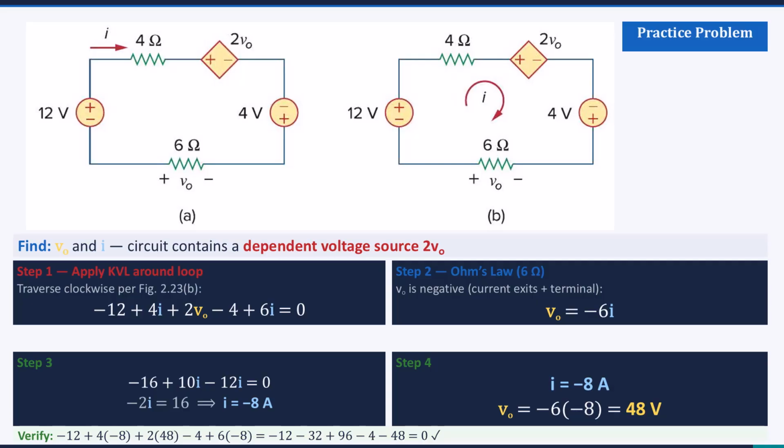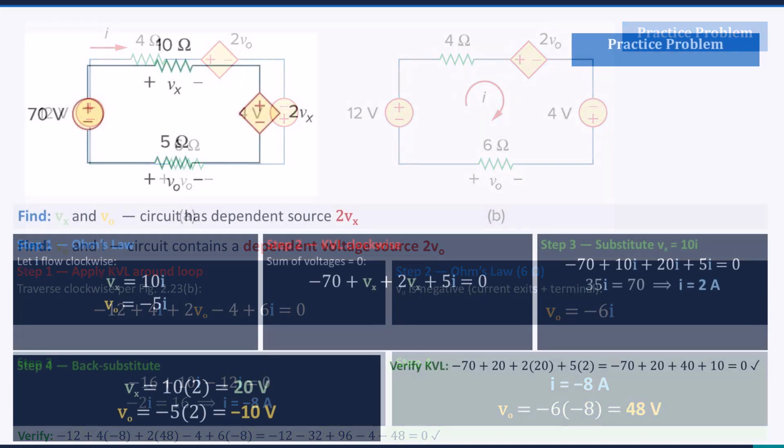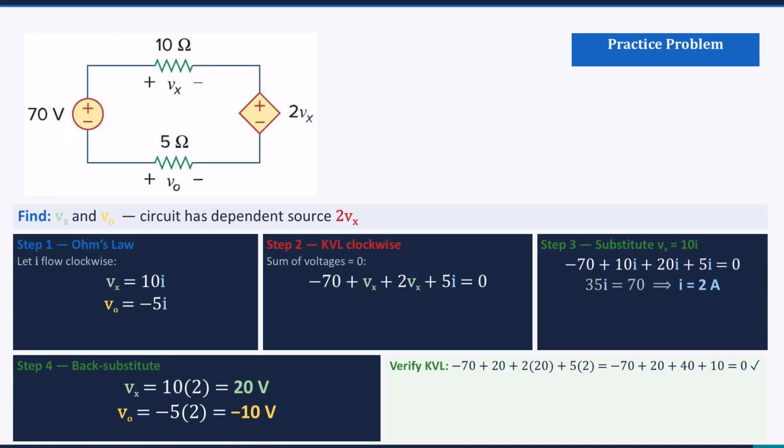Step 4. Find V0. V0 equals -6 times -8, which equals positive 48 volts. Verify. Plugging back into KVL, -12 plus 4 times -8 plus 2 times 48 -4 plus 6 times -8 equals 0. This simplifies to -12, -32, plus 96, -4, -48, which adds up to exactly 0. Perfect. Here is another circuit with a dependent source.